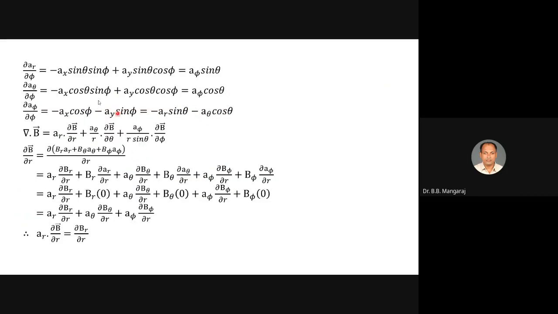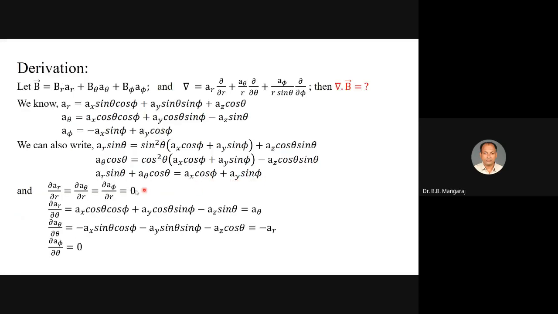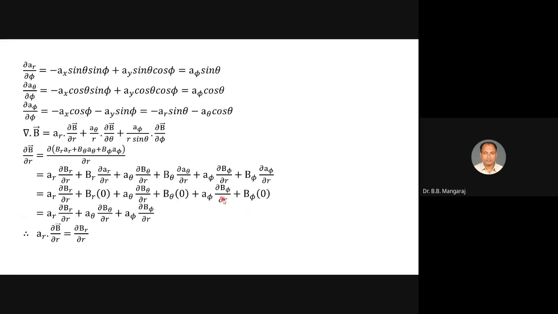Now, partial derivative of a r with respect to phi will give us this term. If we take sin theta common, the rest term is a phi. The second equation, that is the partial differentiation of a theta with respect to phi. If you take cos theta common, then the rest is a phi. So you can write a phi cos theta. The third term, del a phi by del phi, that is the partial differentiation of a phi with respect to phi, is minus a x cos phi minus a y sin phi. This we have already derived here. Minus a x cos phi minus a y sin phi is minus a r sin theta minus a theta cos theta.